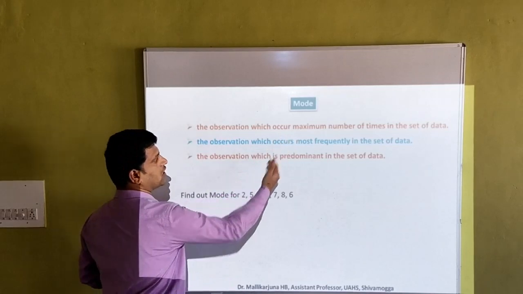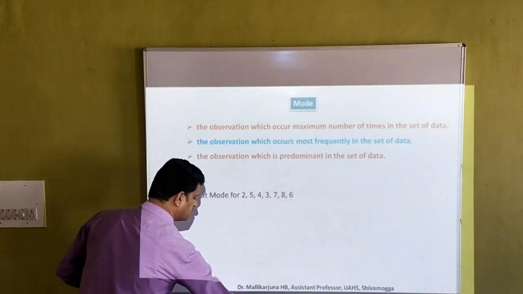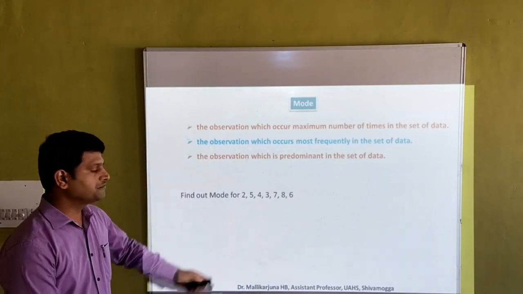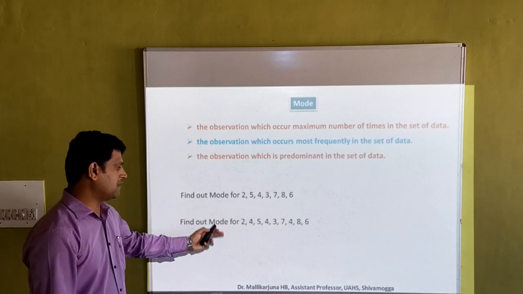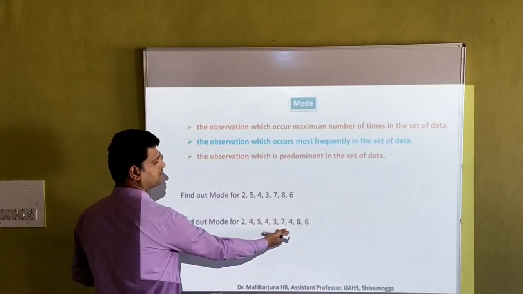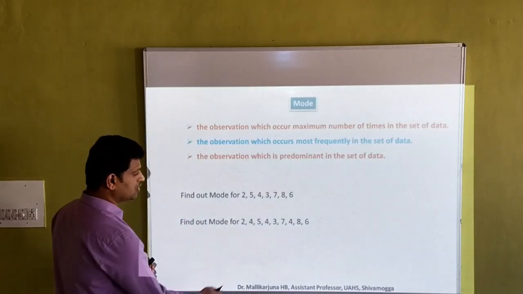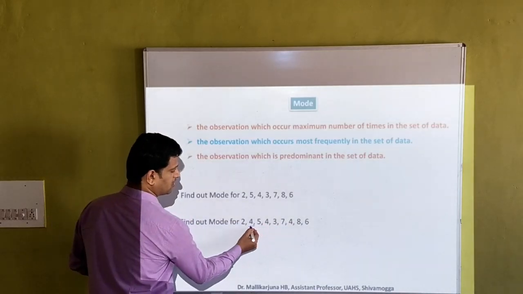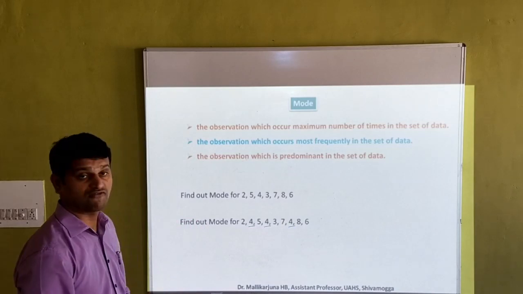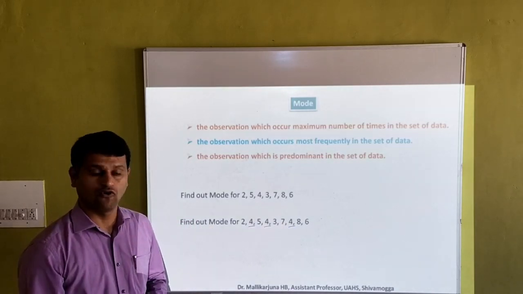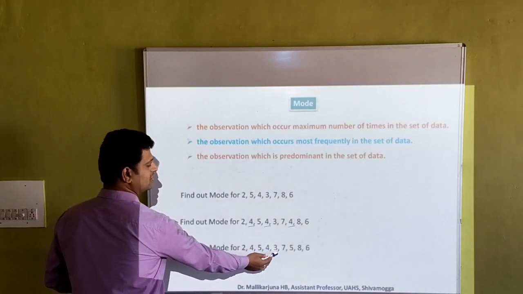The observation which occurs the maximum number of times. Here, in this set of data, all the observations occur only once. Another example: in this set of observations, which number is repeated the maximum number of times? Here, 4 is repeated 3 times. That's the maximum number of times. Hence, mode is 4. Another example: 2, 4, 5, 4, 3, 7, 5, 8, 6.